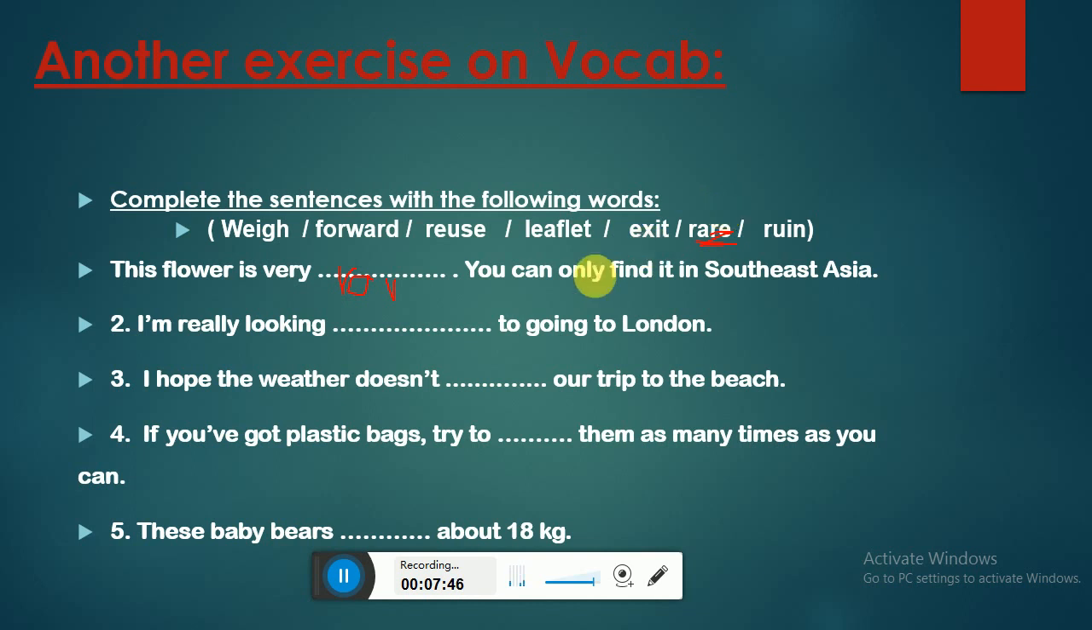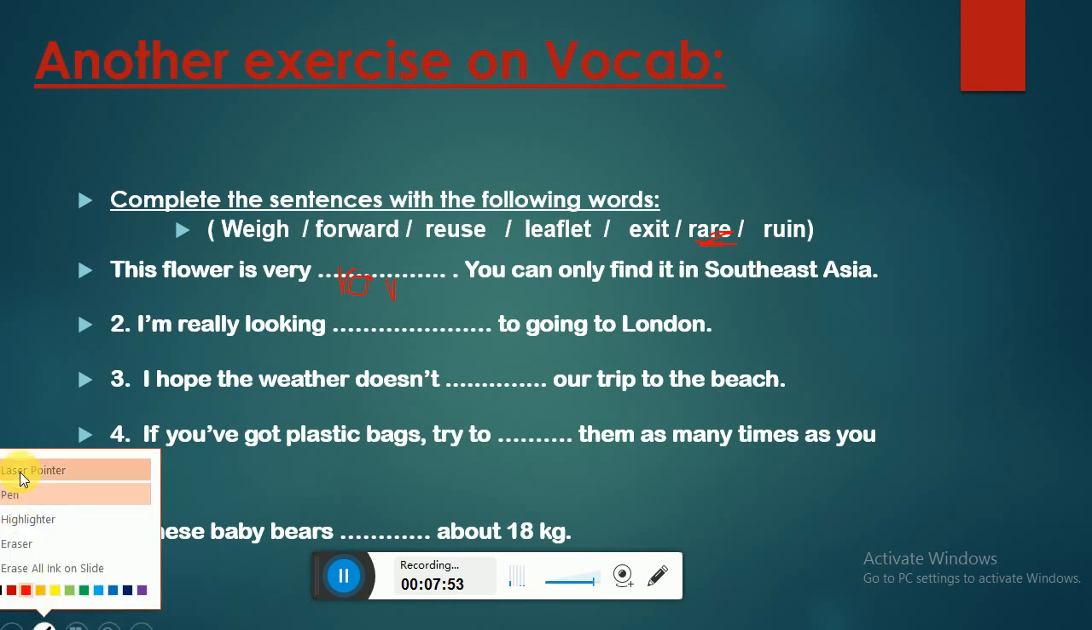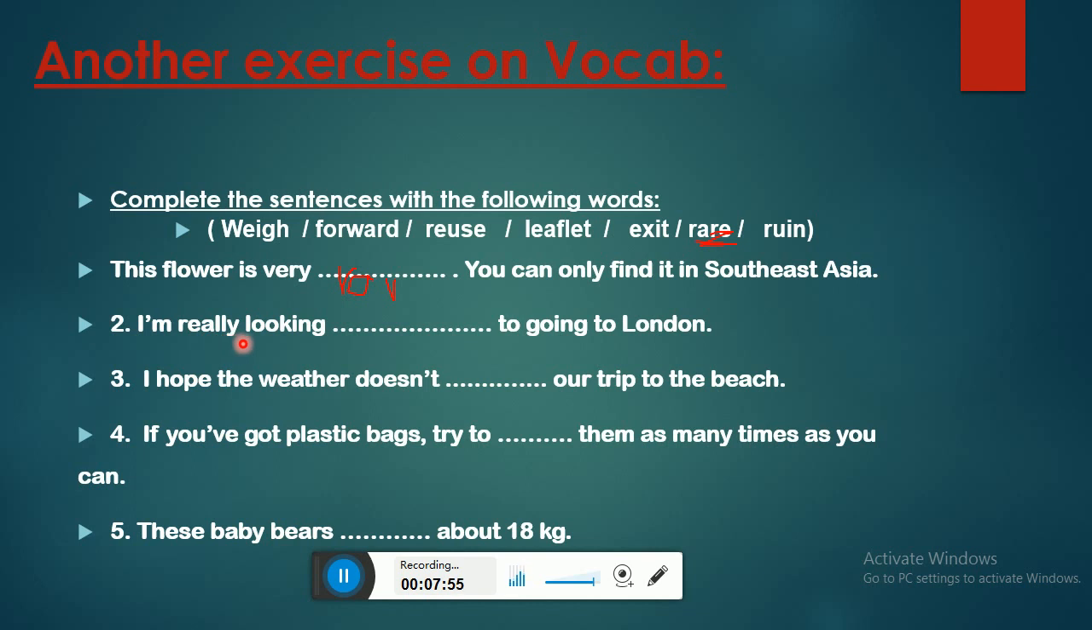Okay, number two. I am really looking... so looking, we have the expression looking forward. Very good. So we use forward here for number two. I'm really looking forward to going to London.